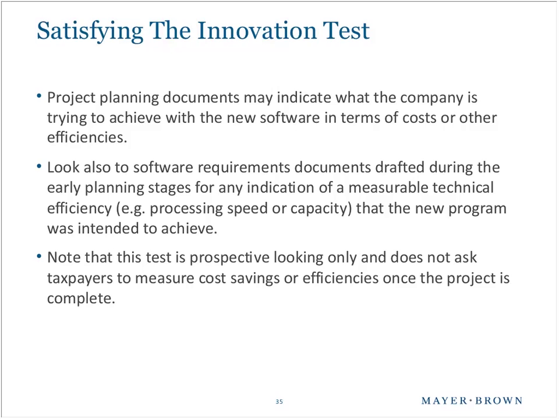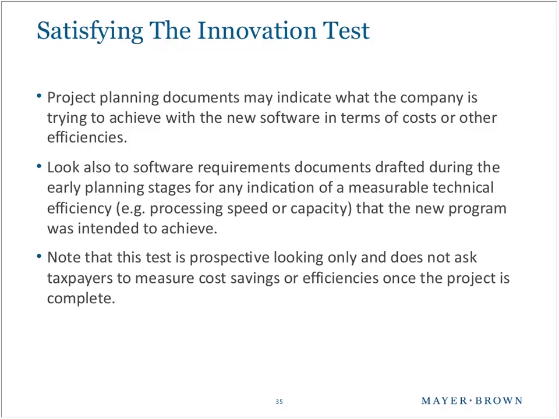And these are helpful for satisfying the innovation test, because a lot of times they'll have a description of what they're trying to achieve in terms of cost reduction or other types of efficiencies in terms of capacity or computing power. Secondly, we also recommend looking to software requirements documents or software specification documents.